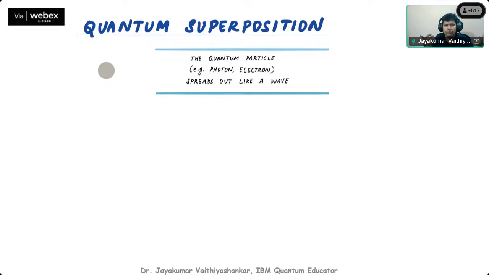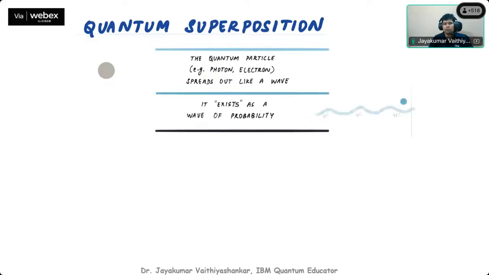Normally, if you are looking at a quantum particle, it will spread out like a wave. Not like in the chemistry book, where it is shown like a dot. Actually, it will spread out like a wave. So if you want to describe its existence, you need to use a wave of probability. Here, if you want to describe the location of an electron, you will have only 20% chance. Here 30% chance. Here 45% chance. So according to the location, you can describe with the help of probability.